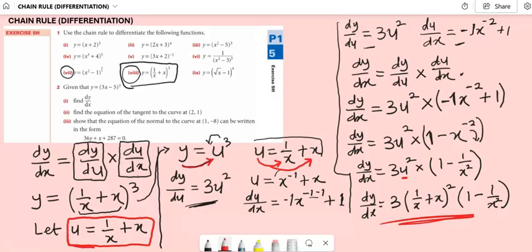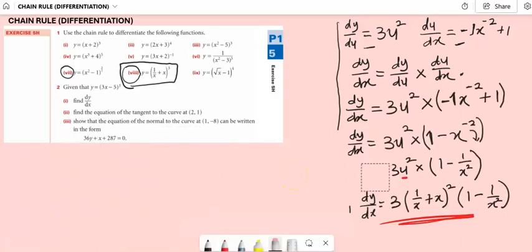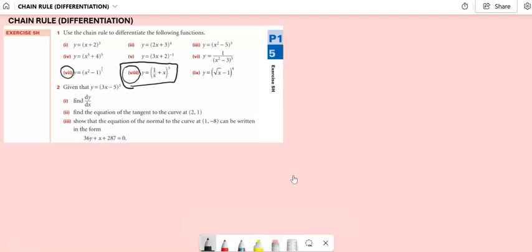Now let us see example number 7. You can see that the exponent there is a fraction. For number 7, don't forget your formula for the chain rule. Let me repeat that again quickly. Chain rule is dy dx is equal to dy du multiplied by du dx.